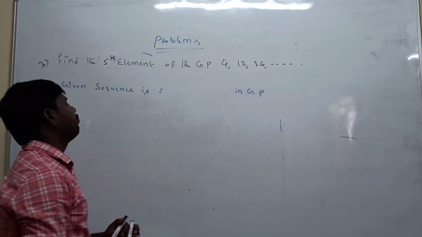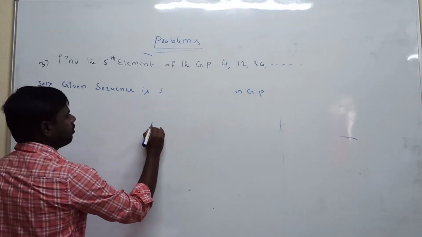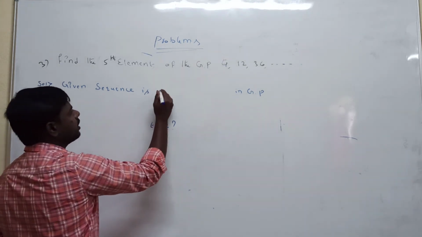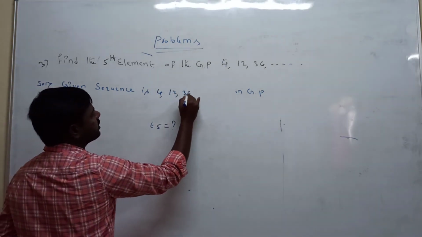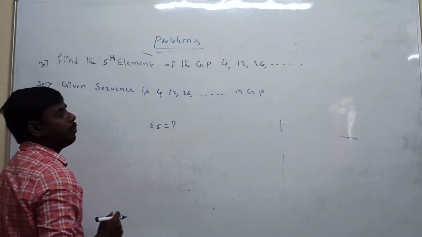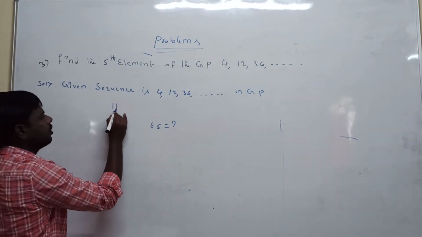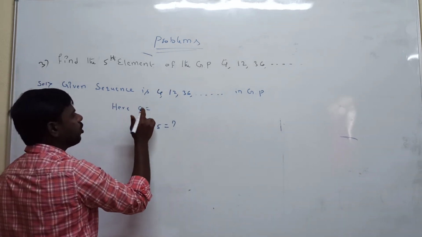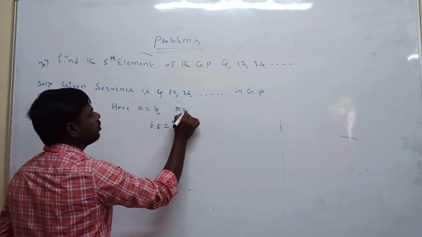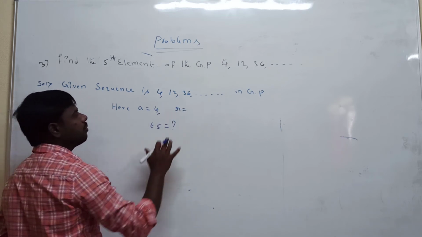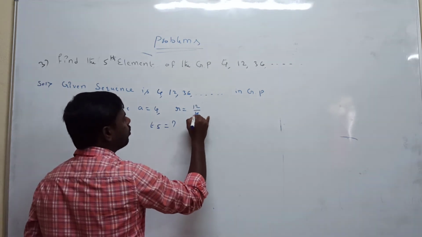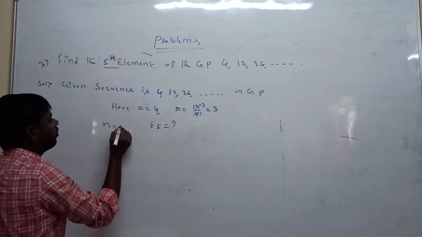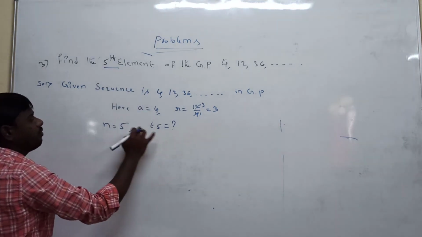What are they asking? Find the fifth element. To calculate the fifth element, the given sequence 4, 12, 36 is defined as a geometric progression. What is the first term in the given sequence? 4. The first term is denoted by small a, so a is equal to 4. R is the common ratio, any term divided by the previous term. I am taking 12 divided by the previous term 4, which is 3. The common ratio is 3. What is n? n is equal to 5, to get the fifth term.